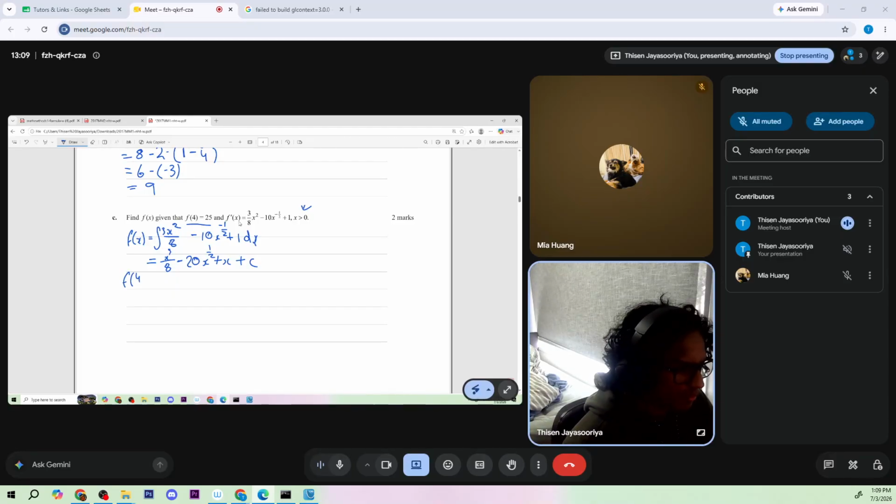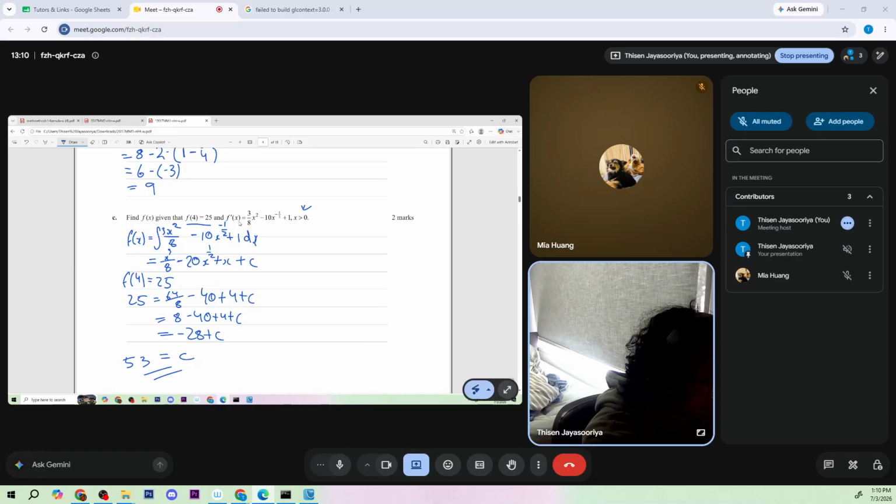Here f of 4 equals 25. So here we have 25 equals 64 over 8 take 40 plus 4 plus c. Here this is just 8 take away 40 plus 4 plus c. What we're left with is just neg 32 neg 28 plus c, which means that c equals 53. Here I'm just going to check that working out really quickly. Yeah, it looks about right.